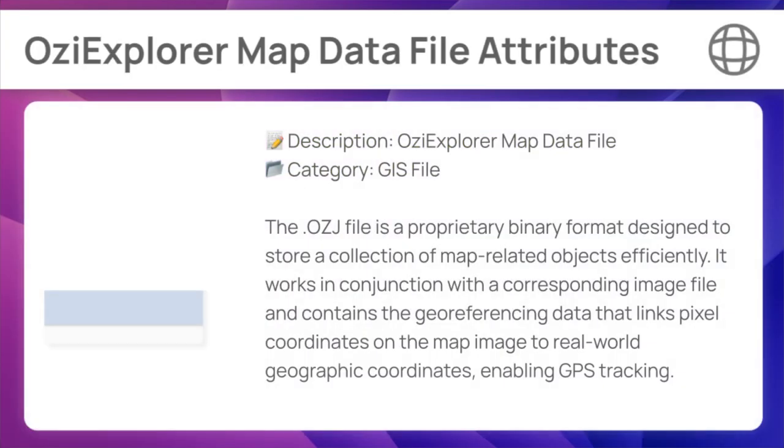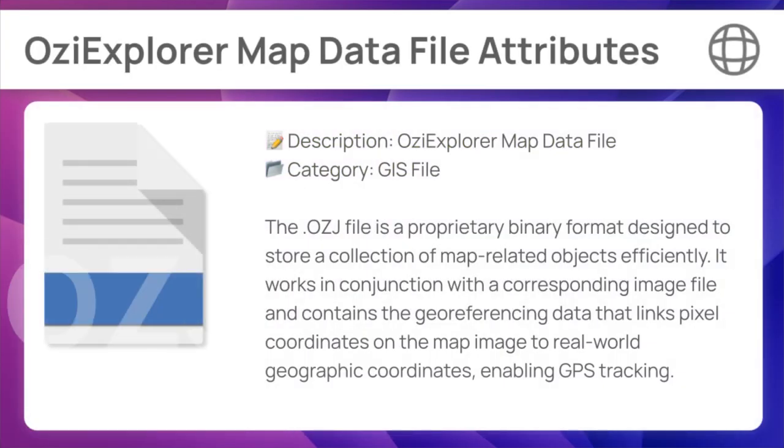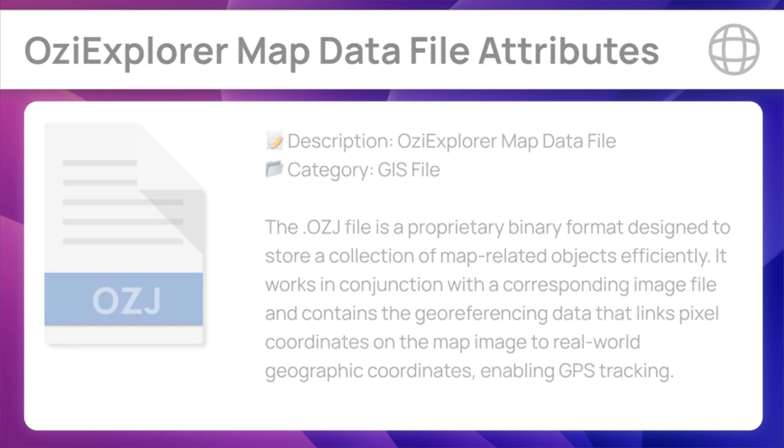The .OZJ file is a proprietary binary format designed to store a collection of map-related objects efficiently. It works in conjunction with a corresponding image file and contains the georeferencing data that links pixel coordinates on the map image to real-world geographic coordinates, enabling GPS tracking.